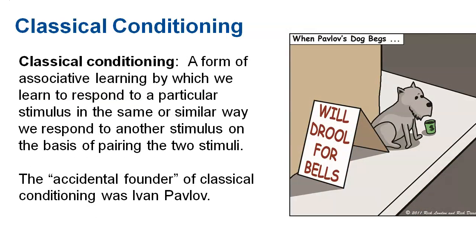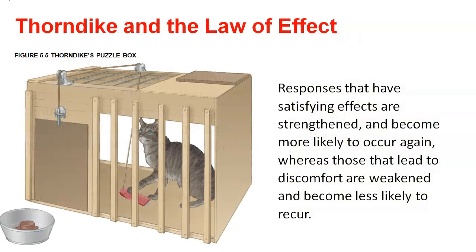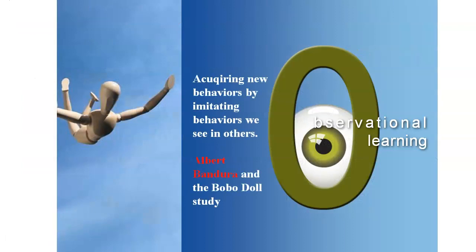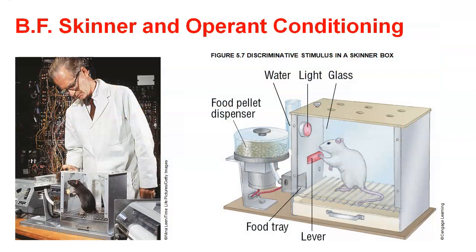We have Pavlov. He was the one who created classical conditioning. Then we get into Thorndike, and he was the one that had the idea of the law of effect. And then playing off of the law of effect, we then get into... I'm getting ahead of myself. Before we get into who played off Thorndike, we have Bandura. Albert Bandura was the one that came up with observational learning, so learning through observing, or social cognitive learning. Then, playing off of Thorndike and the law of effect, we have B.F. Skinner, who then came up with operant conditioning.